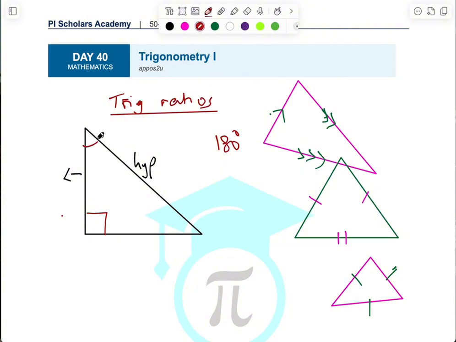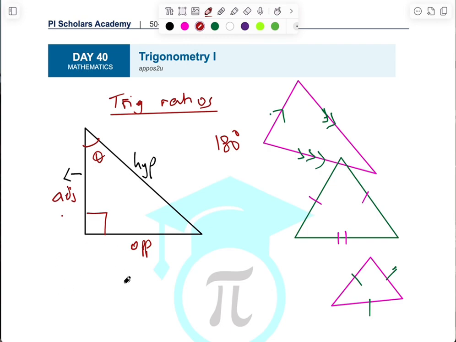So if your angle is here, and let's say your angle is theta, then whatever side is directly facing that angle is what you regard as the opposite side. So this is the side facing this angle, that is your opposite. And the side where the angle is made with the hypotenuse is called the adjacent. So you need to be able to identify your adjacent and your hypotenuse properly.